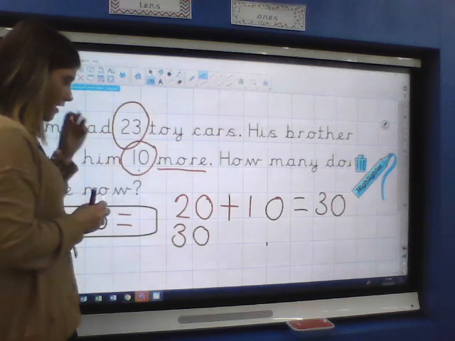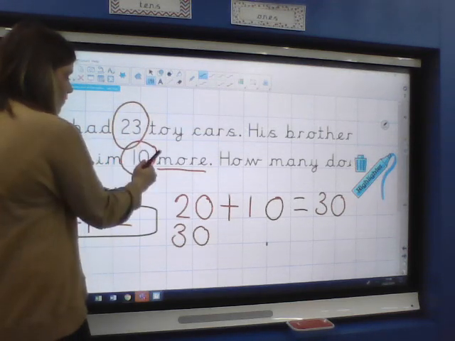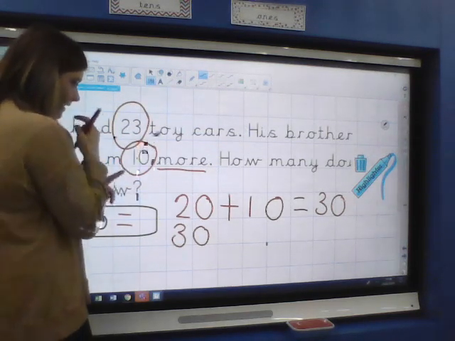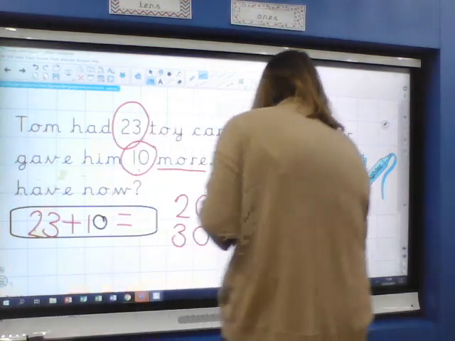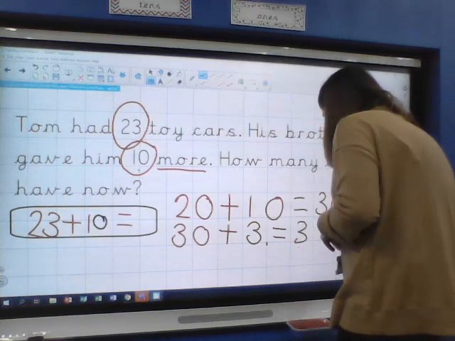I've added my 10s together. But I'm not adding any 1s on, so my 3 is going to stay the same. I'm going to add 30 to my 3. And 30 and 3 is 33.